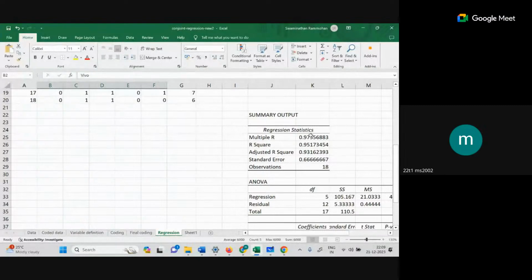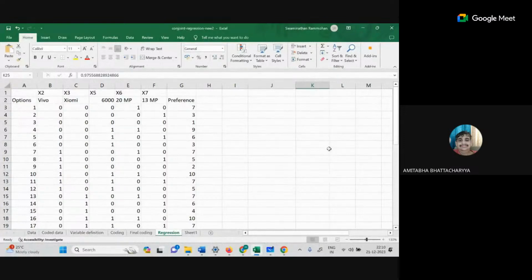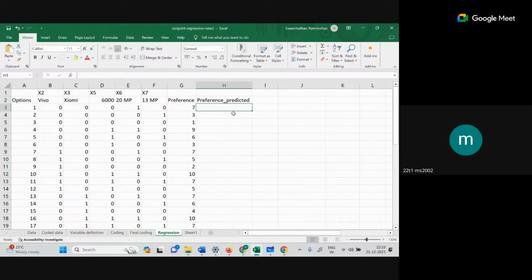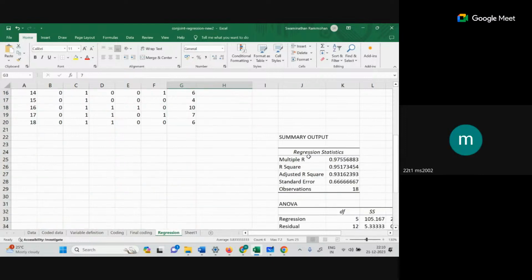So from this, we are calculating multiple R, R square, adjusted R square. What is multiple R? The correlation between the multiple independent variables? Square of correlation coefficient? No. So this is your preference, actual. Next you have preference predicted, right? Then by regression, you build a model and you predict something. So this could be 7.2, this could be 3.9, this could be say 0.9 and so on, right? You are predicting something through regression. Am I correct? And if you look at the correlation between your actual and predicted, you get multiple R.